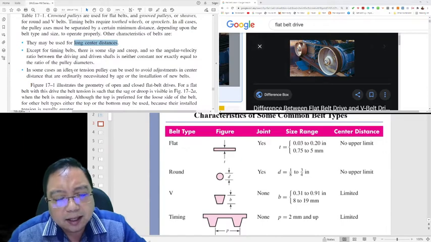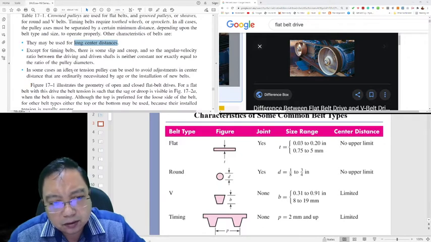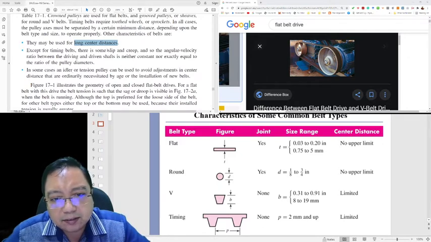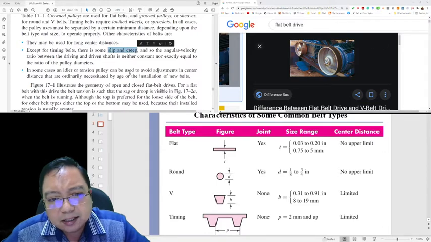Except for the timing belt, there are some slip and creep, so the angular velocity ratio between the driving and driven shaft is neither constant nor exactly equal to the ratio of pulley diameters. So here, the timing belt has slip and creep. What are the meanings of slip and creep?